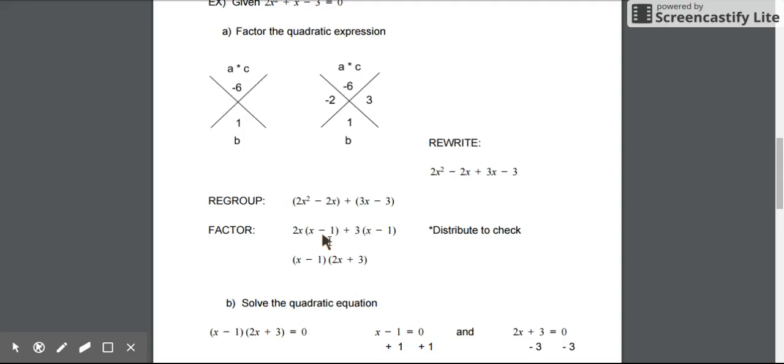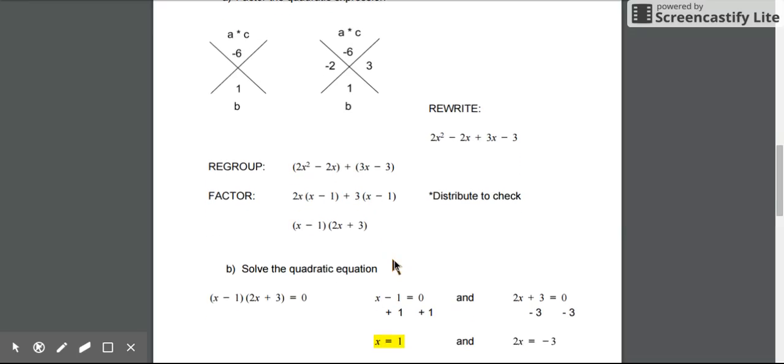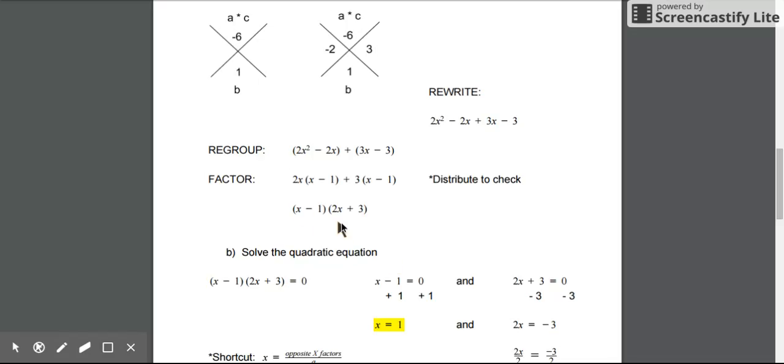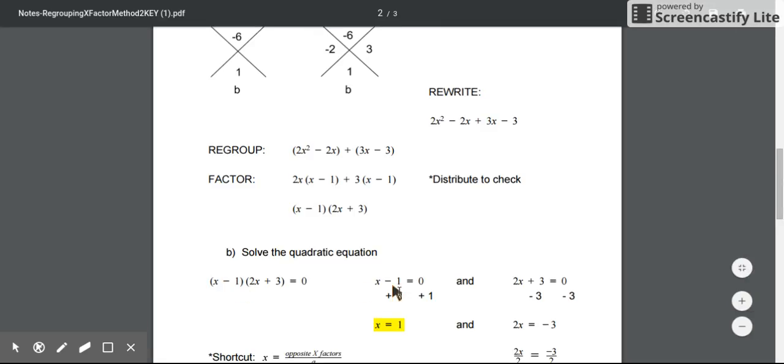All right, so because we have x minus 1 in both of these terms, let's factor out the x minus 1, and that leaves behind 2x plus 3. So now if we want to solve the quadratic equation, we can start from our factored form here and find the zeros of those factors. So set each of those expressions equal to 0 and use algebra steps to solve.